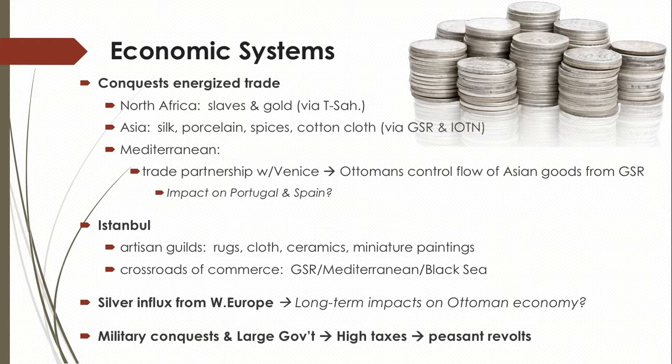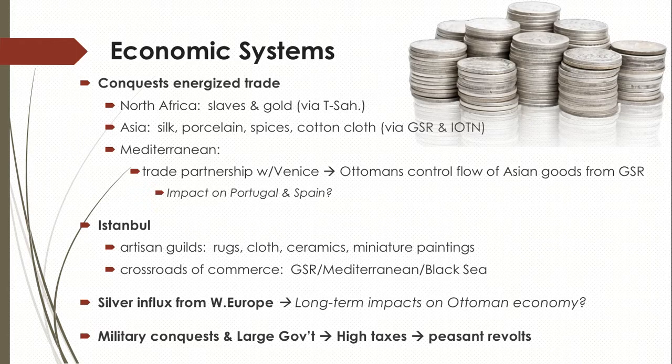So with a strong centralized government, a military that's backed with gunpowder technology, and a navy out in the Mediterranean, as well as a smaller navy in the Indian Ocean trade network, the conquest of the Ottoman Empire actually energized and strengthened trade. So as the empire expanded across North Africa, that meant they had direct access to the Trans-Saharan trade network. That meant an influx of slaves and gold.